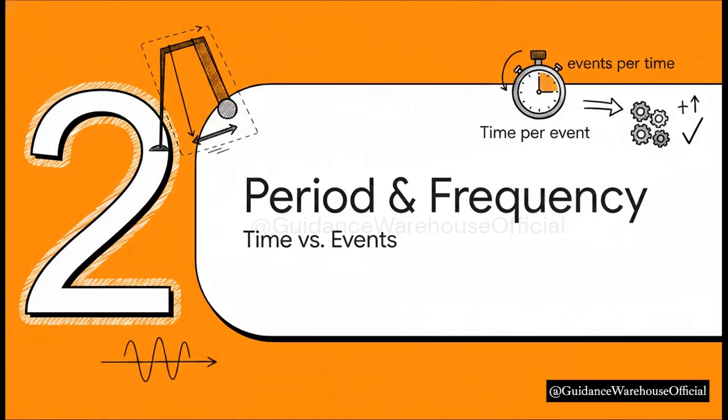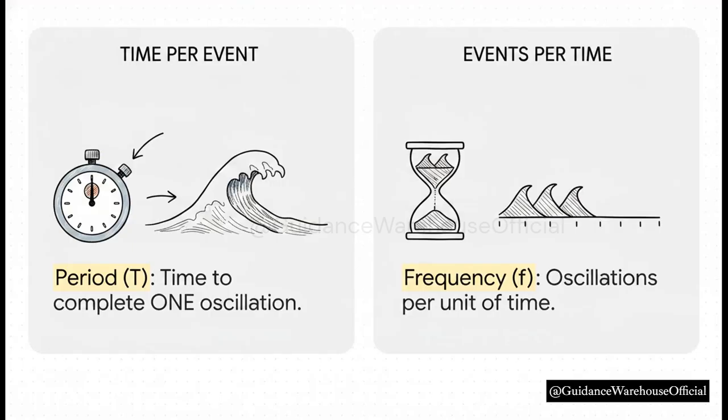Moving right along to Section 2, defining period and frequency, time per event versus events per time. Now, to measure this repeating motion precisely, we have to establish two specific terms that, honestly, students mix up all the time. On one side, we have period, which we represent with a capital T. This is the time it takes for one single event or oscillation to complete. Just think of it as time per event. On the flip side, we have frequency, shown as a lowercase f. This is the number of those events that actually happen within a specific time frame. Think events per time. They're two sides of the same coin.